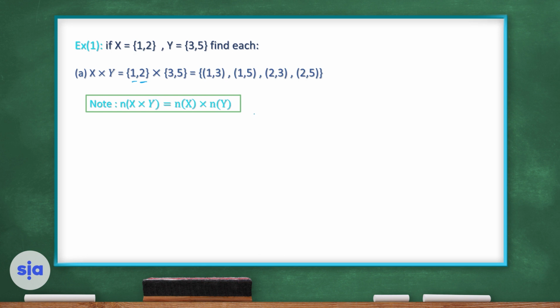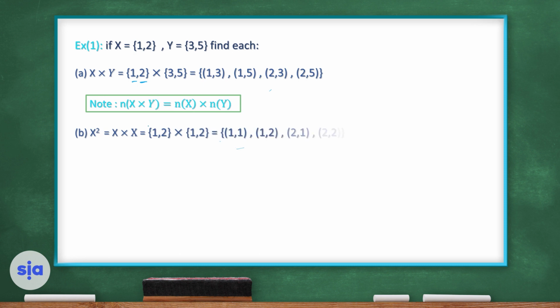When you see the letter n before the bracket, this means the number of elements. So the number of elements in x times y, these four, we got from the number of elements in x multiplied by the number of elements in y. The number of elements in x is 2, and the number of elements in y is 2. So 2 times 2 is 4.